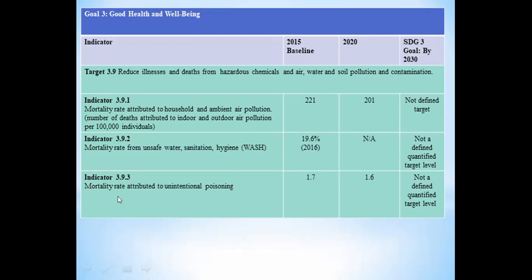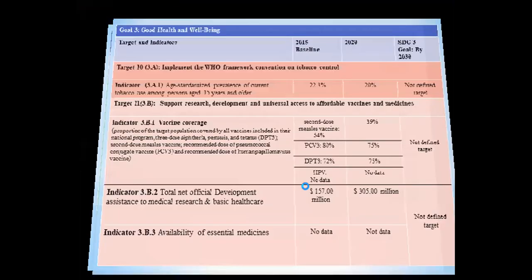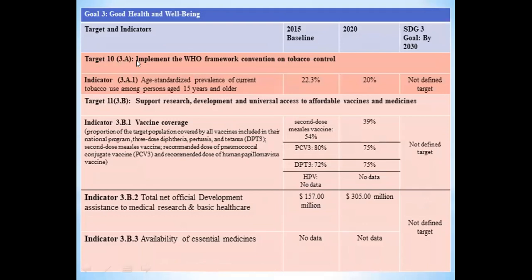Indicator 3.9.3, mortality attributed to unintentional poisoning, 1.7 in 2015 and 1.6 in 2020. So a slight reduction. Target 3.a, implement the WHO framework convention on tobacco control. The indicator includes age standardized prevalence of current tobacco use among persons aged 15 years and older. In 2015 it is 22.3, and in 2020 it is still 20%, stagnant.